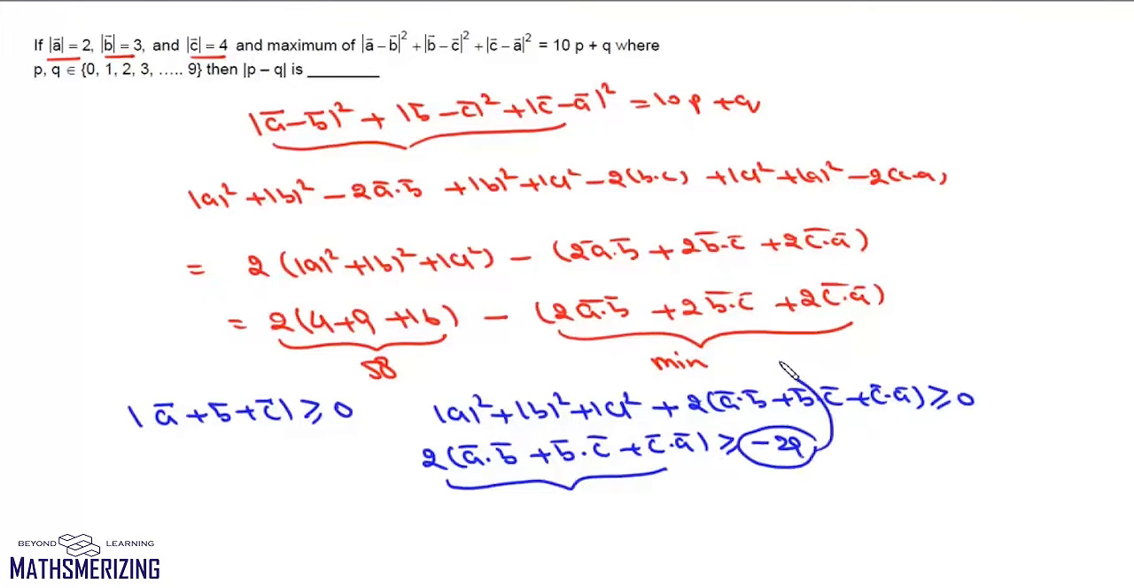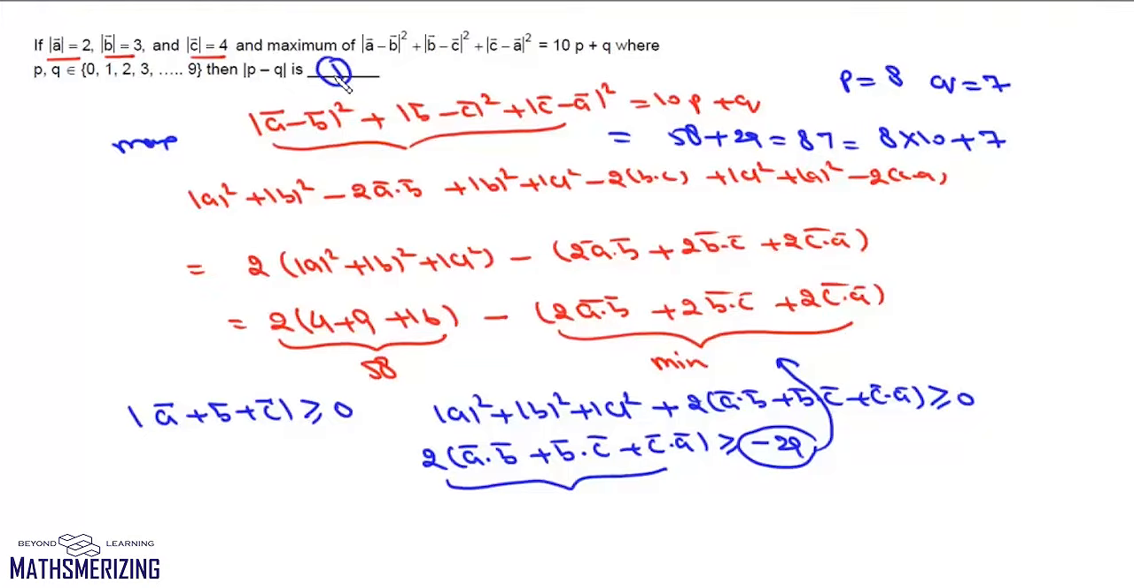So the minimum value of this expression is minus 29. And if we put this minimum value here, then the maximum value of this expression will be simply 58 plus 29, which is 87, which we can write as 8 into 10 plus 7. So here the value of p is 8 and the value of q is 7. Now the value of p minus q is simply 1, and that is the answer to this question.